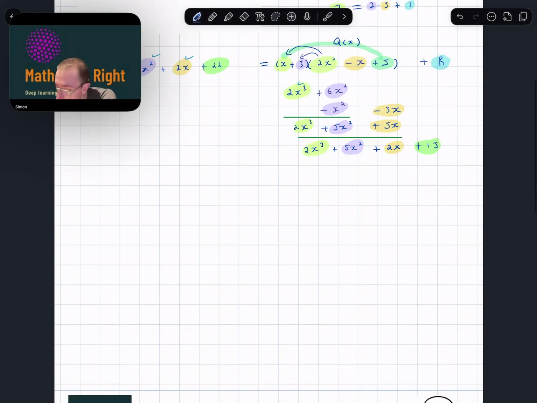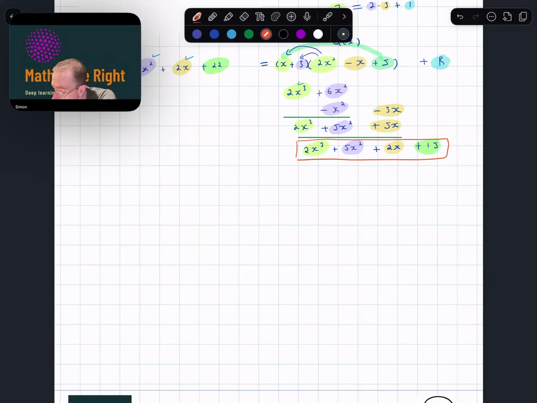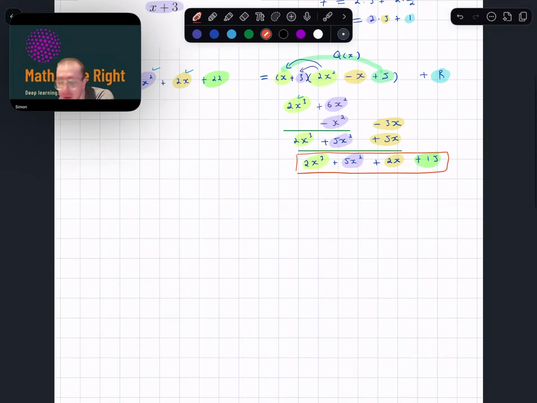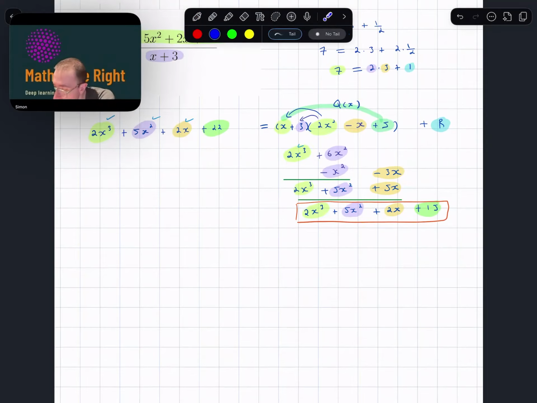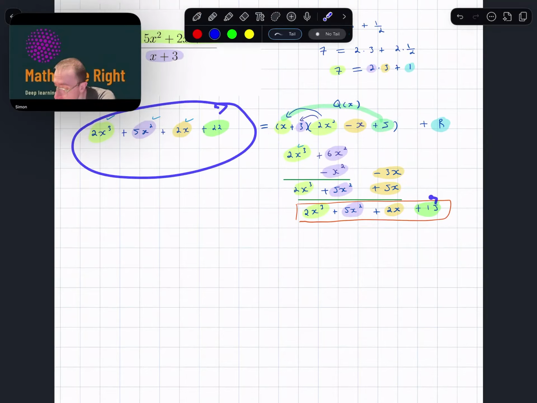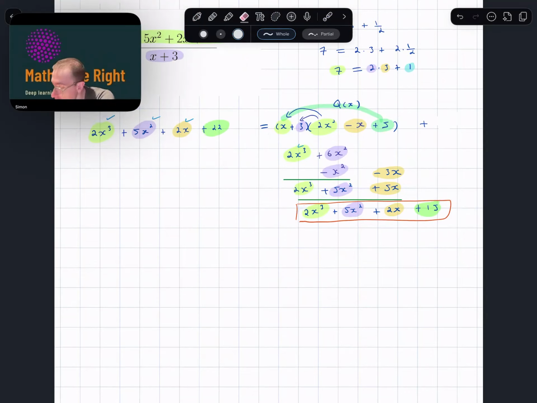So at the end of this process, our output is 2x cubed plus 5x squared plus 2x plus 15. So if we multiply this stuff by that stuff, this is what we get. We want it to be equal to that, right? If the left-hand side is going to be equal to the right-hand side, well, we had a 22 there, only a 15 here. So what is the remainder? It's exactly this, right? We add 7. The remainder is going to be 7 because we can't extend the bracket.